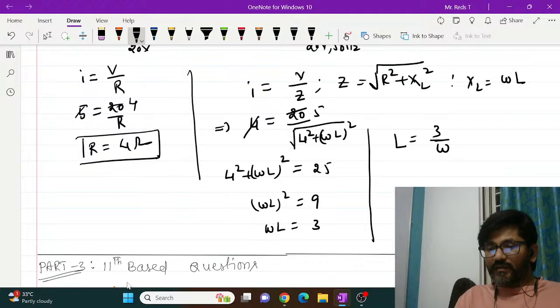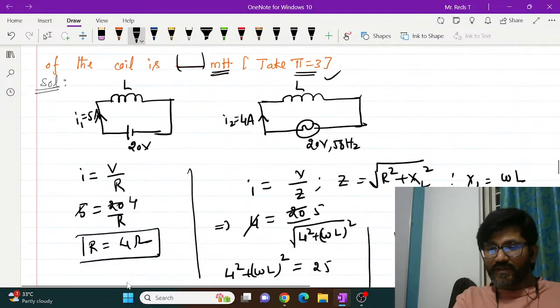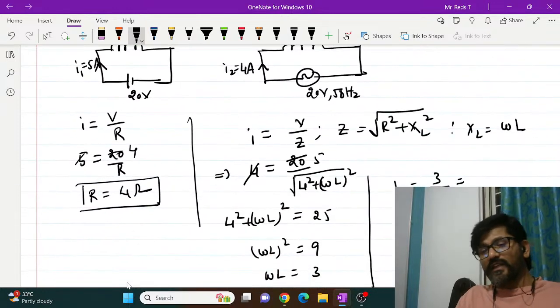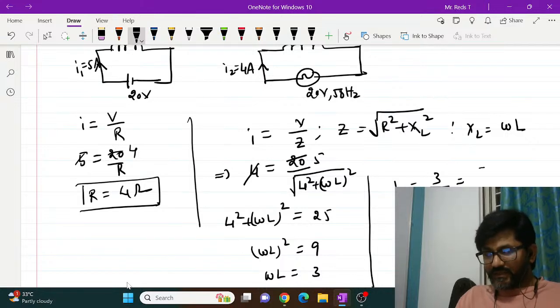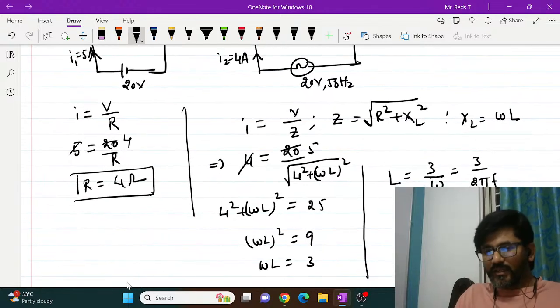Omega is not given directly. So what else is given? If you observe, the frequency of the AC source is given as 50 Hertz. F is given, so you can write omega in terms of F. So L is 3 by 2 pi F, which is 3 by 2 into pi, whose value is given in the question as 3. Actually you can take 3.14, but approximately you can take it as 3, into F which is 50 Hertz. So the 3 cancels, and it is 1 by 2 into 50, which is 100. So 1 by 100 is L.